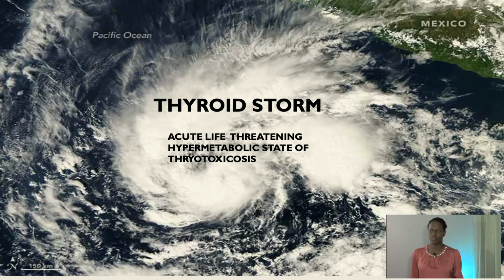And so now the next term we want to define at least is thyroid storm, and differentiating that from thyrotoxicosis. Thyroid storm is actually the acute life-threatening metabolic state of thyrotoxicosis. And thyroid storm can be precipitated by a number of things, and a lot of times it could be anything that we would see in the ED.